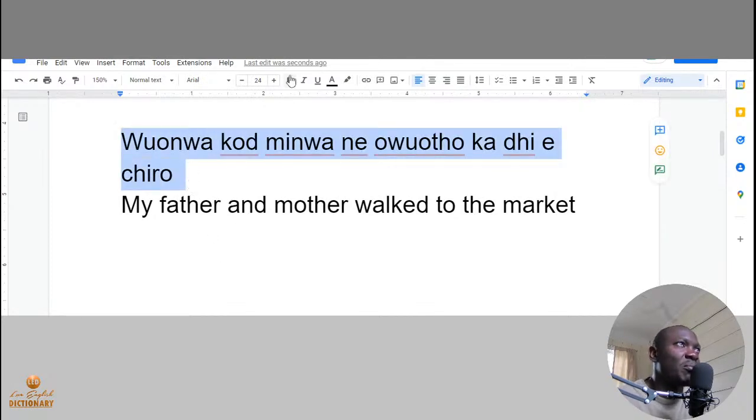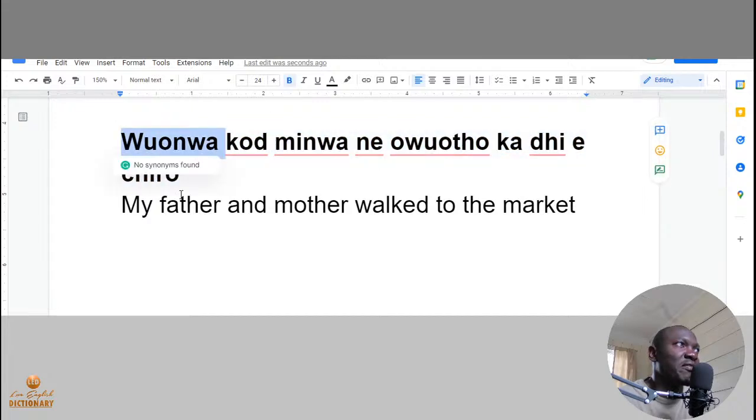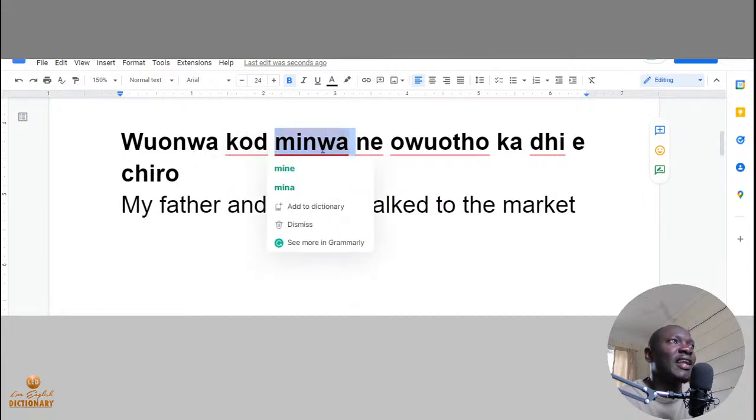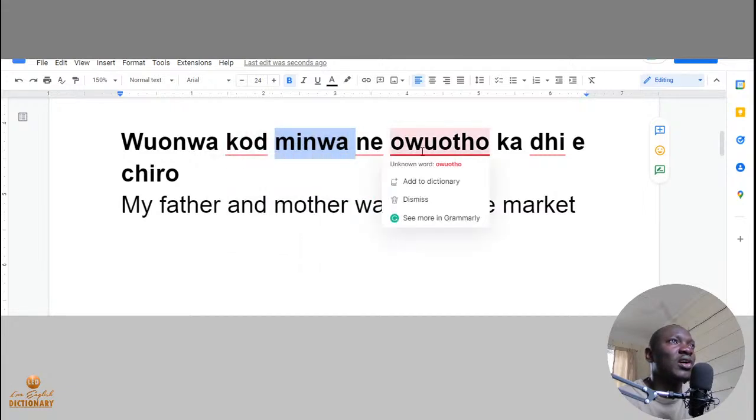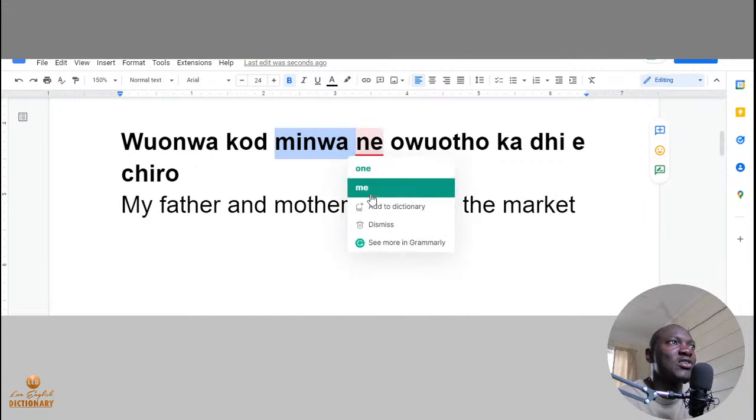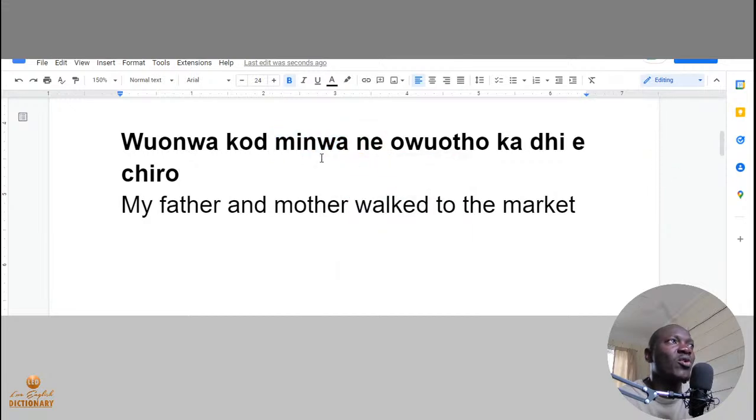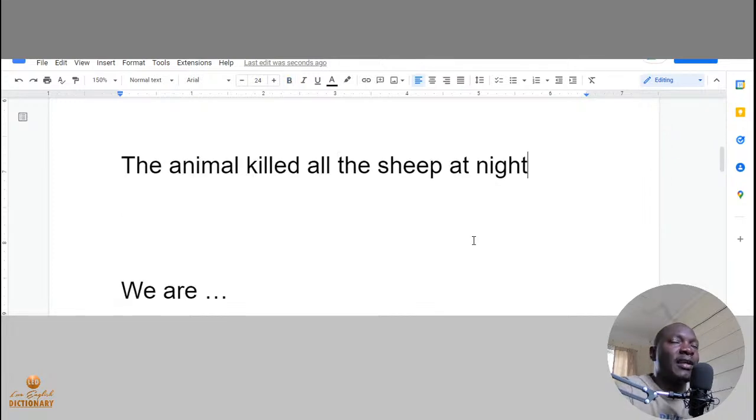Wuonwa kod minwa. So wuonwa is my father, minwa is my mother. Ne owuotho. Wuotho is the act of walking. So they walked. Ne owuotho is past tense. They walked. Ka dhi. That is a good sentence.